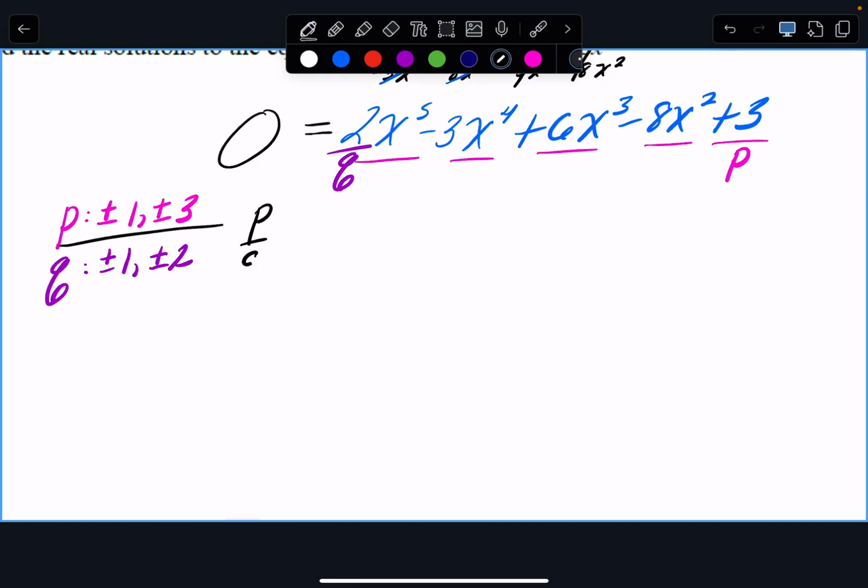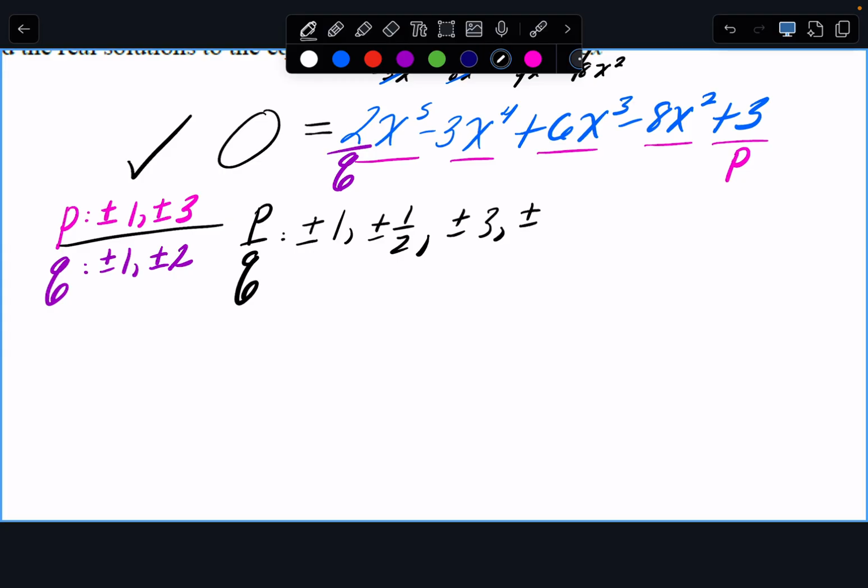I like to rewrite my list as it's a personal choice. My brain kind of gets weirded out by that. Some teachers just leave it like that and say, so 1, 1/2, 3, 3/2, whatever floats your boat. I'm going to just rewrite mine. 1 divided by 1 is 1. 1 divided by 2 is 1/2. 3 divided by 1 is 3. 3 divided by 2 is 3/2. These are the possibilities. Let's start testing.